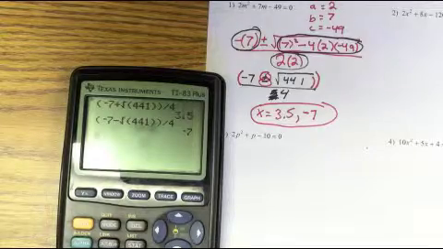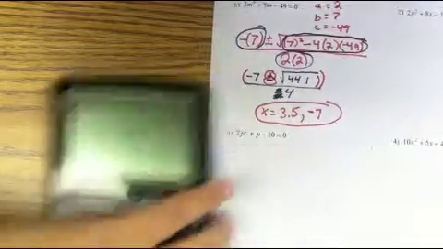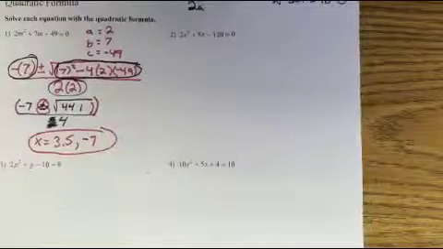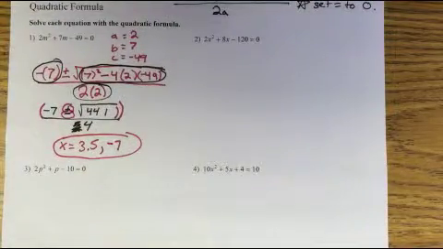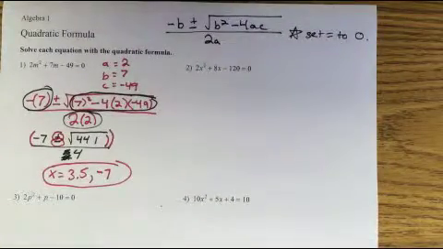All right, let's try another one. Let's look at example number 2. Number 2 looks good. We'll try number 2. Is it set equal to 0 first and foremost? Yes.